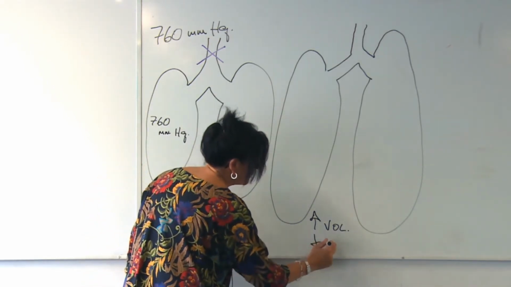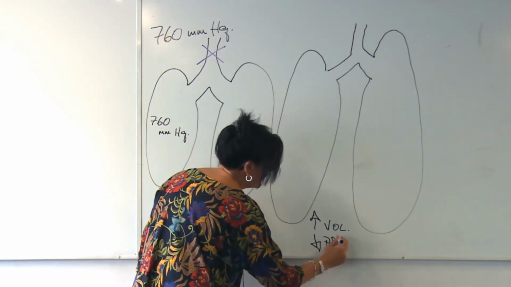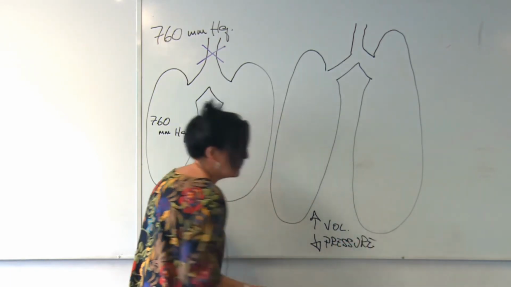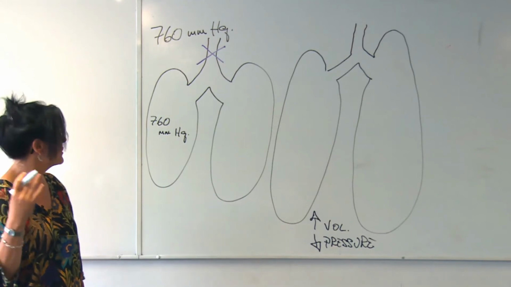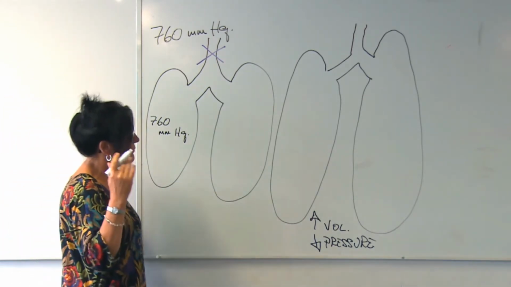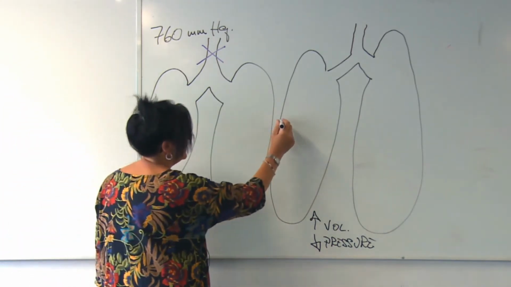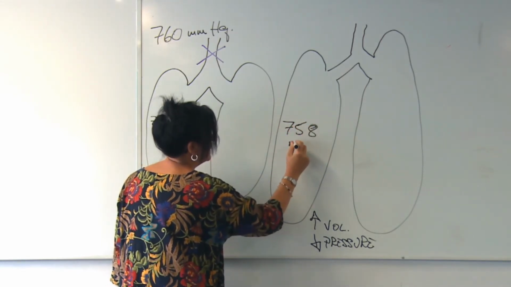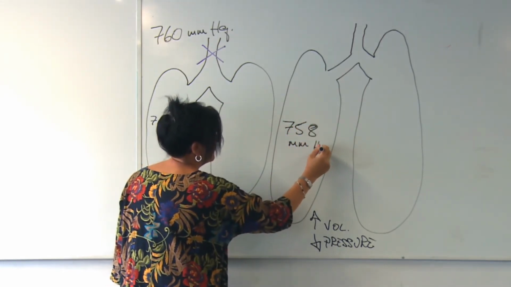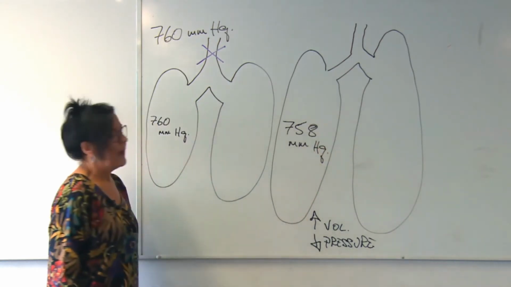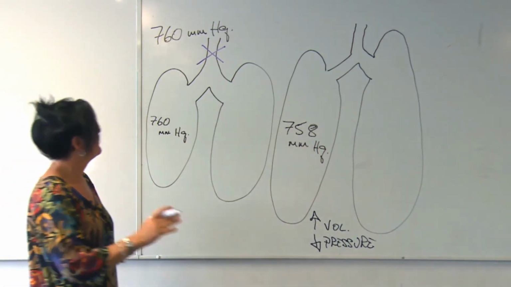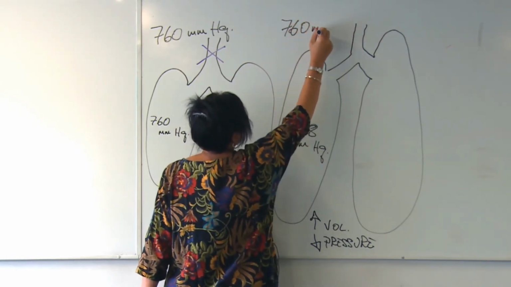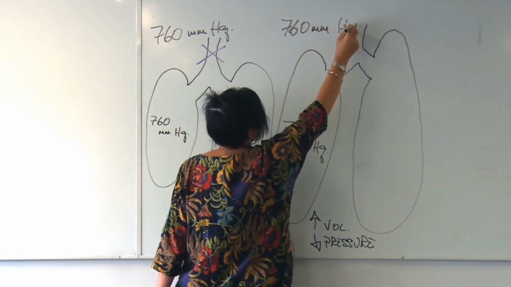Decrease pressure. So you remember we said before that we're talking about very, very small changes here. So if we're decreasing the pressure, let's make it 758 millimeters of mercury. Atmospheric stays the same, so 760 millimeters of mercury.